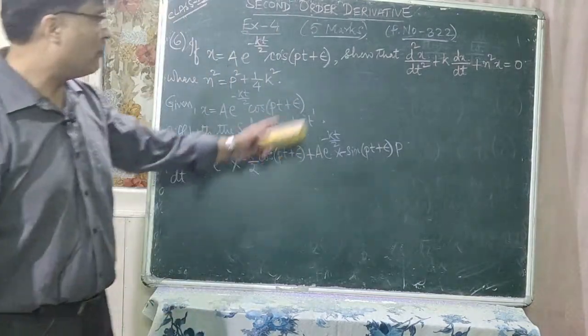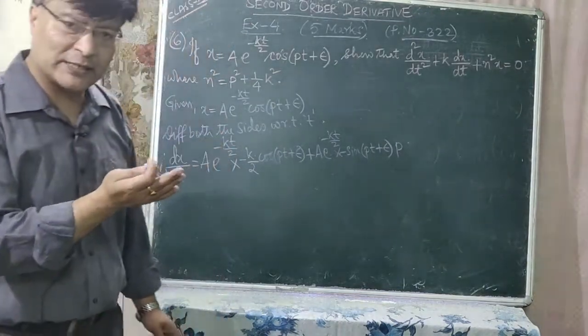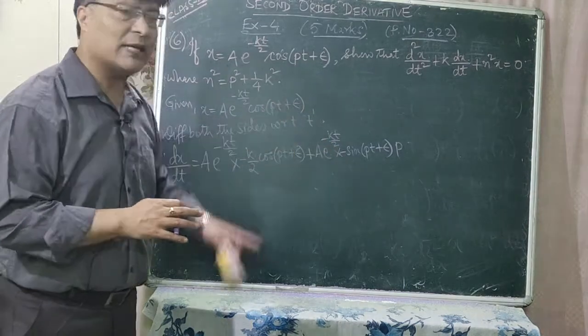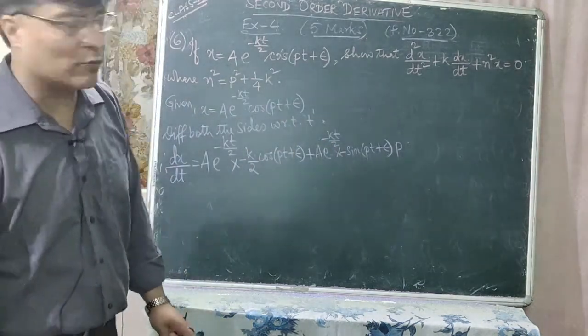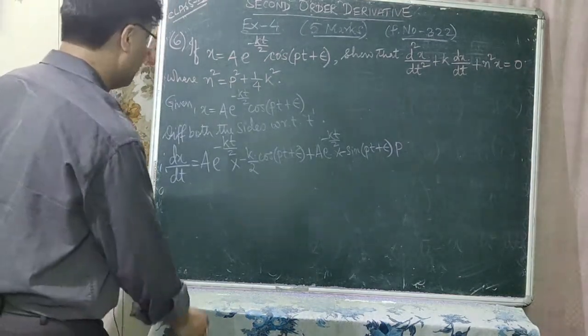Is that clear? For epsilon, epsilon is constant here. So differentiation of pt: p is taken outside, d by dt of t is 1. That is only p is there, and plus epsilon. For epsilon, the differentiation is always 0. Is that clear now? So let's simplify it further now.